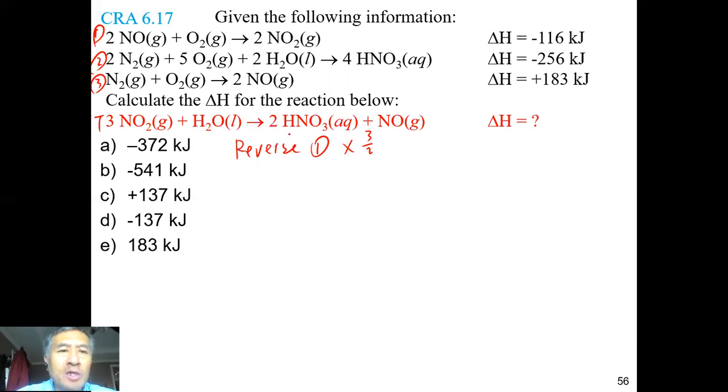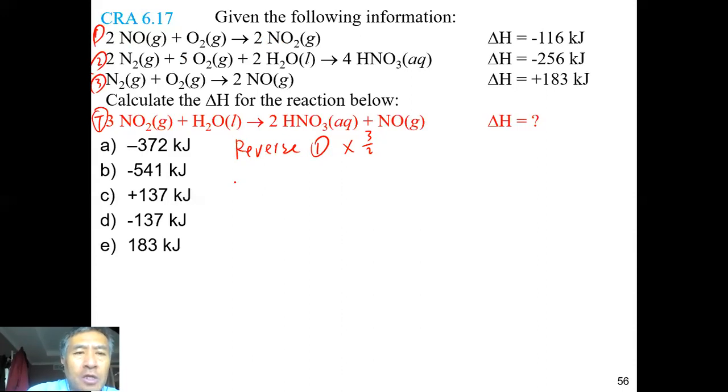Okay, why would we reverse 1? Because in the target equation, we need 3/2. And here we have angle 2 only in equation 1. But this is 2. So therefore, we need to reverse this on the left side. And then we multiply the 2 by 3/2, you will get 3. Okay? So you do that.